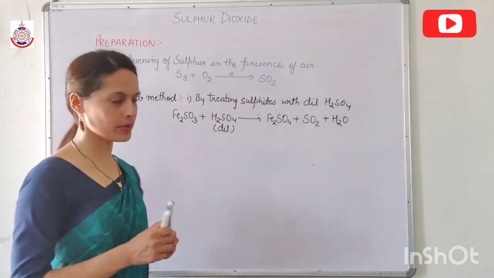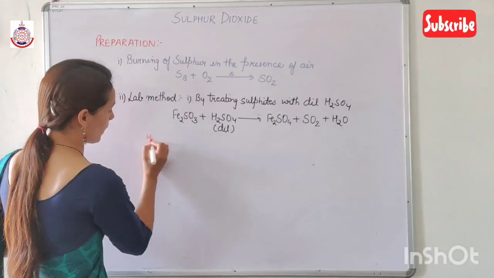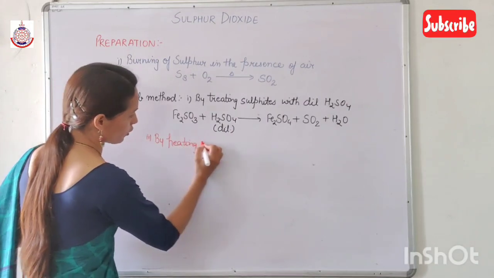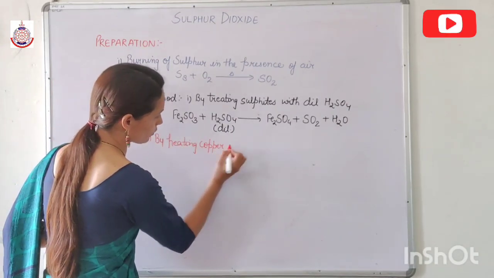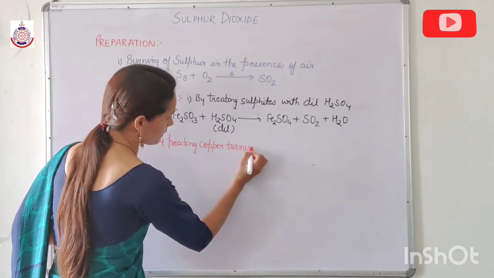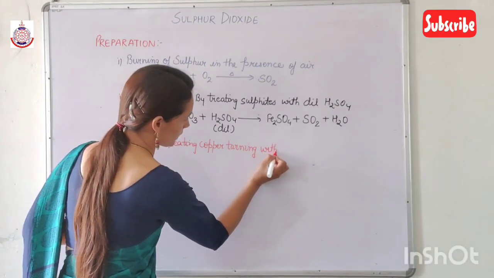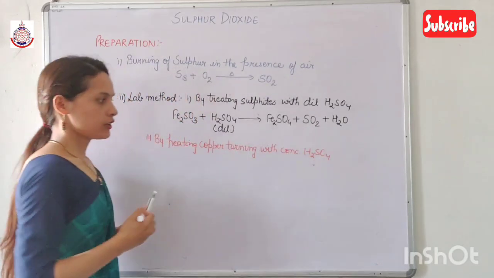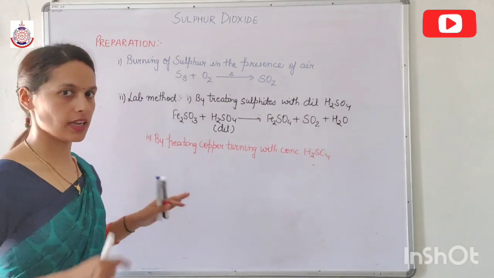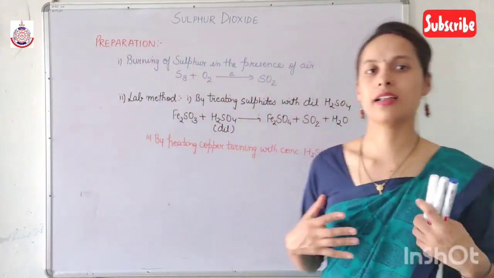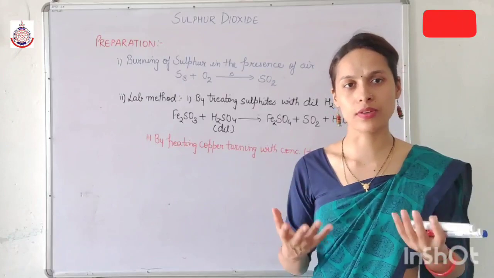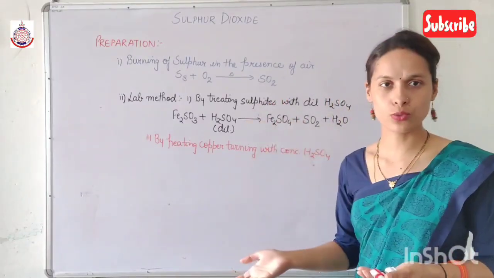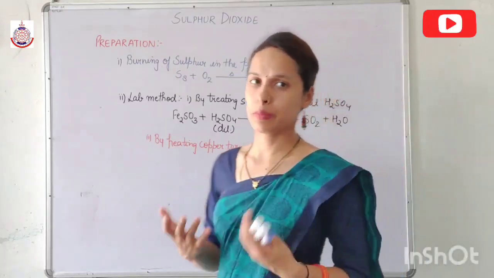We have one more laboratory method, and that is by heating copper turnings with concentrated H2SO4. So this is also a laboratory method. If there is a question on how we can prepare sulfur dioxide in the laboratory, you can answer any of the two methods, because both are laboratory methods.